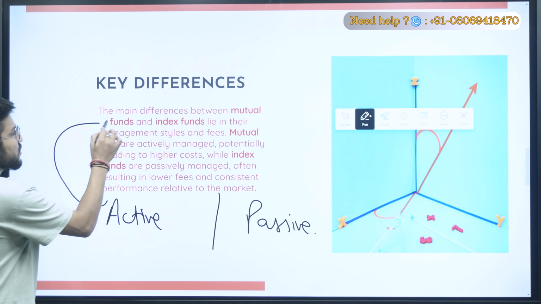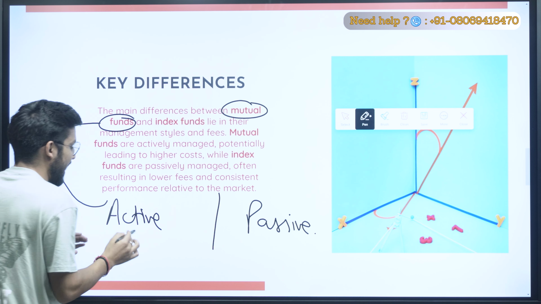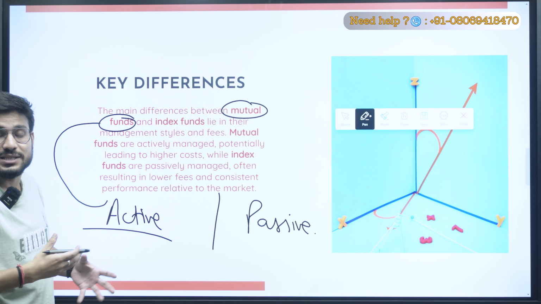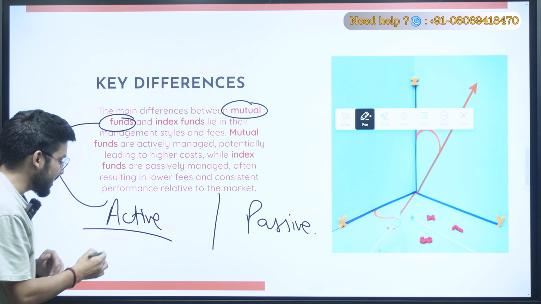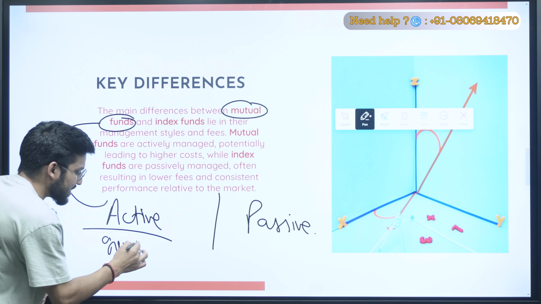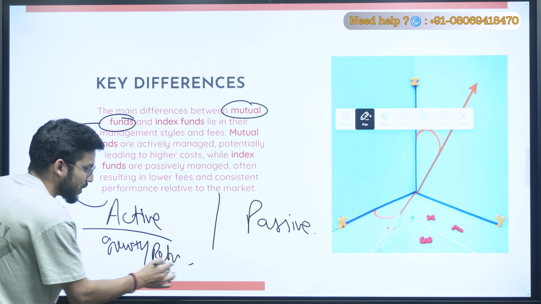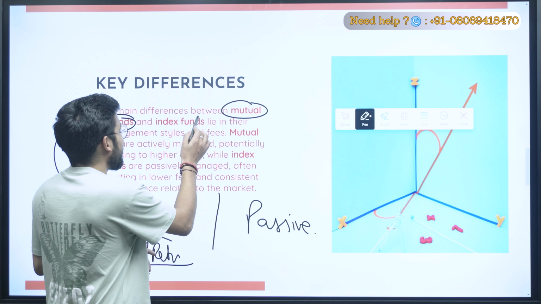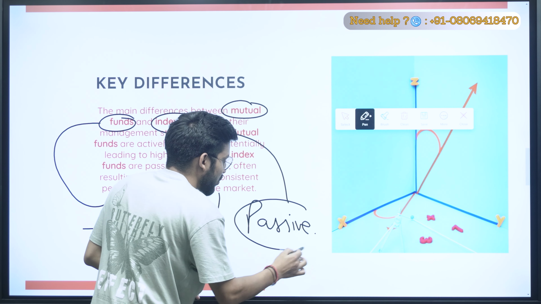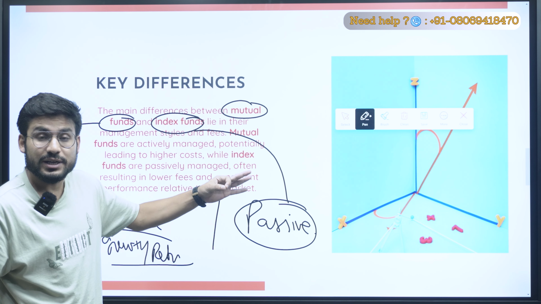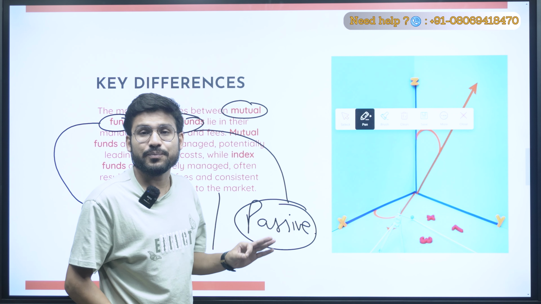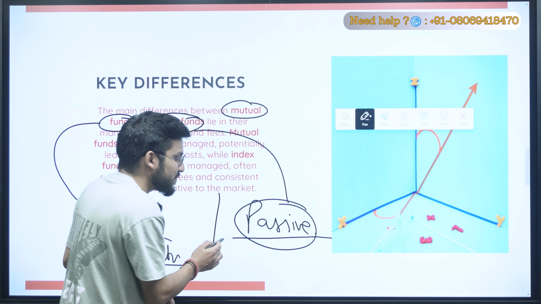So the mutual funds will go with this approach, the active one. Okay, they are doing aggressive research, and that is why they are giving you good growth, or you can say good returns, in a short span of time. But when the index fund chooses the passive approach, it means they will give you good returns, but it will take time, right? So their approach is very passive.